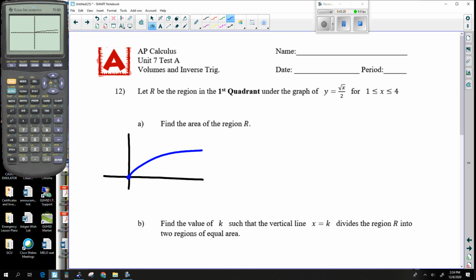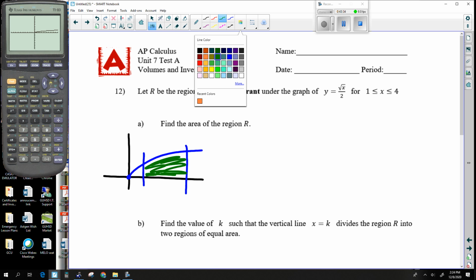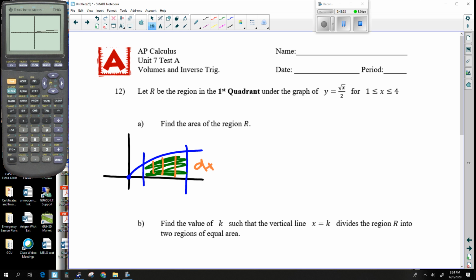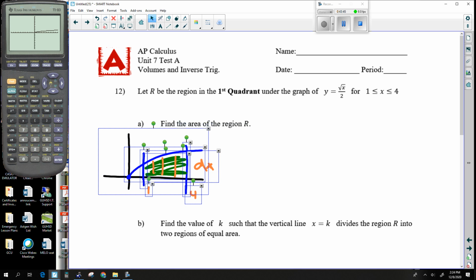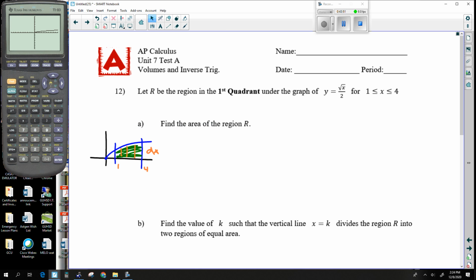First quadrant, 1 to 4. Okay, so integrating this way, this is a dx method. I don't really see any hang-ups here. Maybe it's hard to integrate or something like that. We'll see.